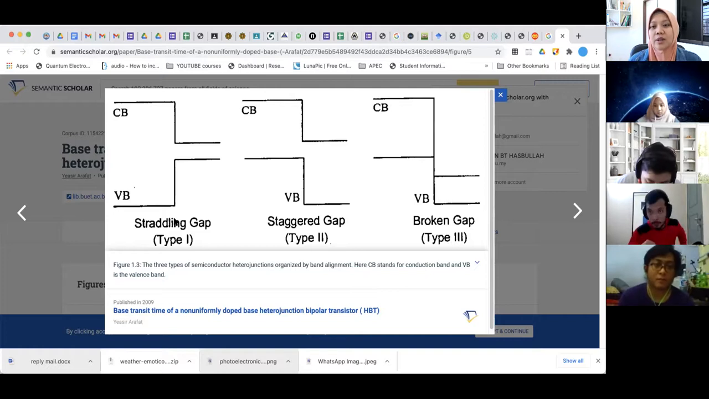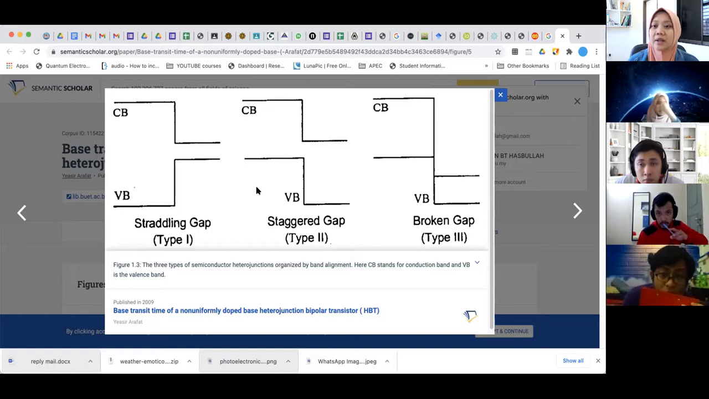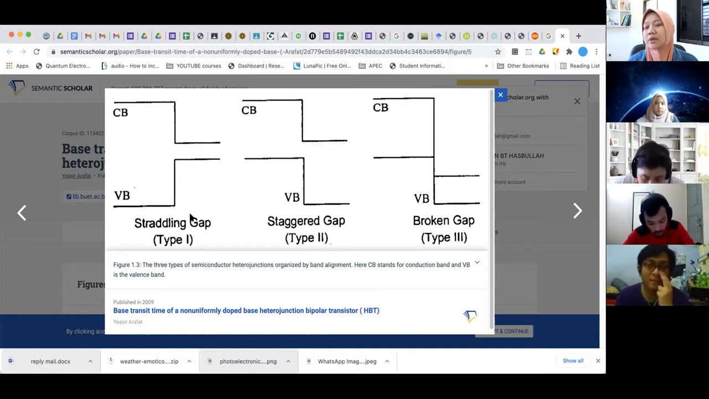When we talk about heterostructure, it means we put two materials together, and the way they align in terms of the band diagram has three different ways. Number one is the common one, the one we will do throughout our class: type 1, straddling gap. The quantum well and quantum dot that you will learn are like this. The one you draw for your PN junction, if it's heterostructure, is also like this. So this is type 1, the common one.